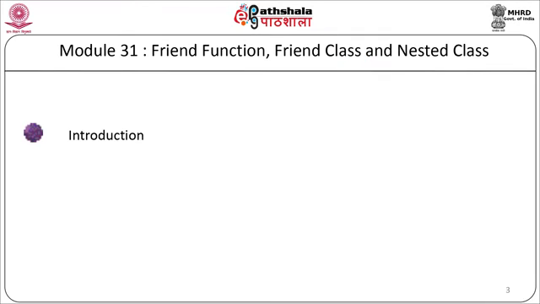Now let's start with our module. One of the important concepts of object-oriented programming is data hiding. That is, a non-member function cannot access the private and protected data of the class. But many times there are situations where we need to access this private data. It is possible with the help of a friend function and friend class, which is a built-in mechanism in C++, to access the private or protected data from a non-member function.